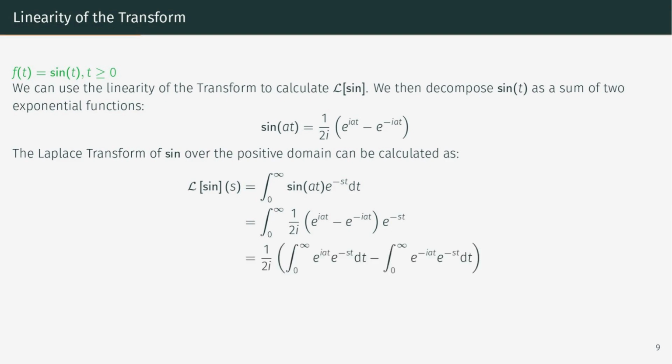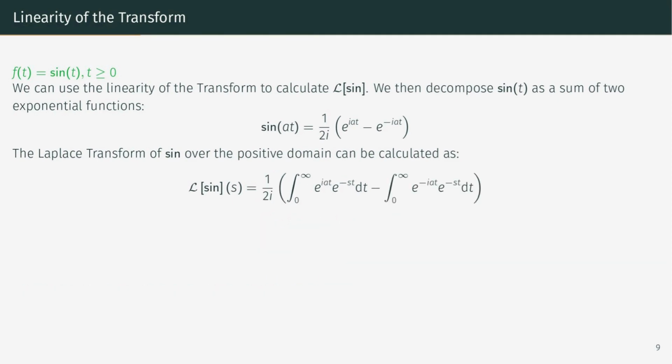We can then use the properties of integrals, which we learned in a previous lecture, to rewrite this as 1 over 2i times the integral of e to the iat e to the negative st dt from 0 to infinity, minus the integral of e to the negative iat e to the negative st dt from 0 to infinity. We can now see that what we have is a sum of two Laplace transforms. This is something that's important to realize, and from here we can proceed with the calculation again.